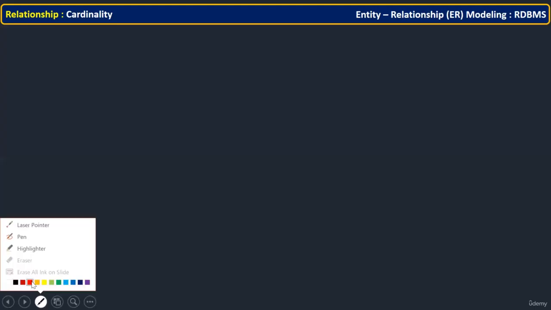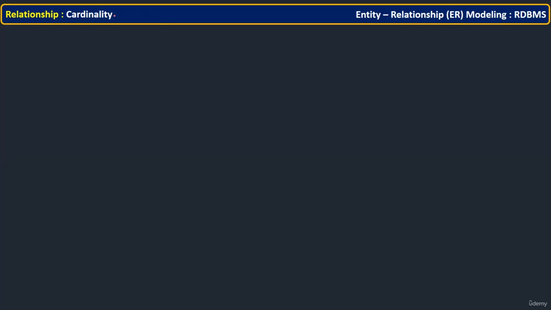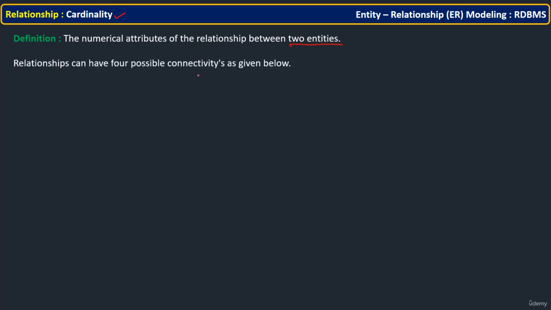Right. So now let us see the next concept, that is cardinality. Here we are going to see relationships. The definition is the numerical attributes of the relationship between two entities. Entity one will be there, entity two will be there, and we are going to have a set of records in entity one and a set of records in entity two. How these are connected, that is what we are going to explore.